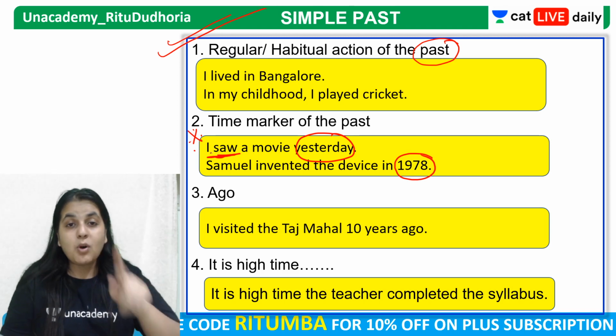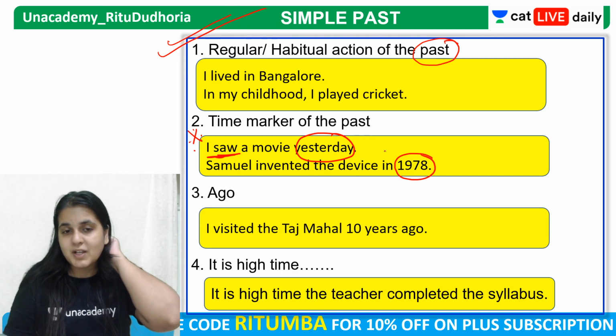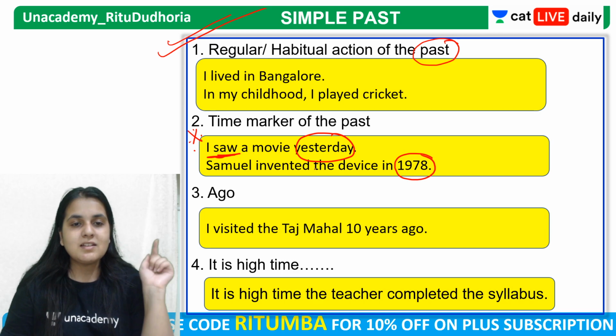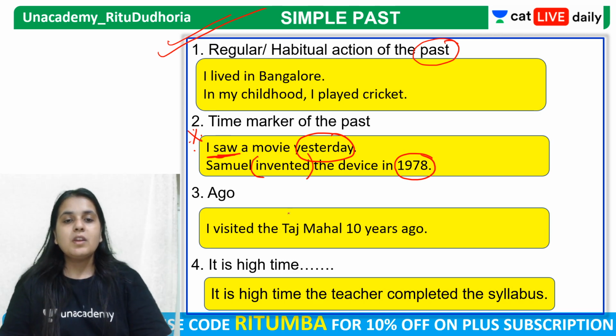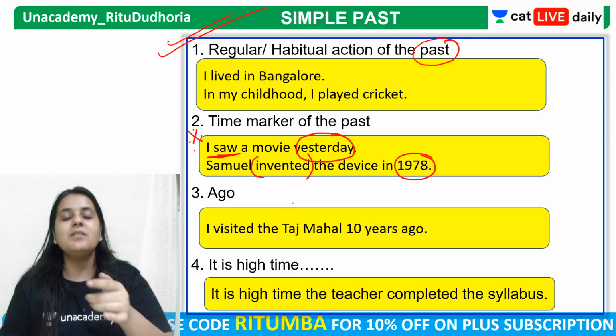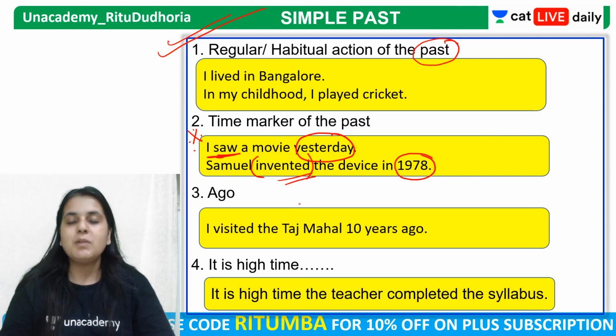ओके इसके बहुत ज्यादा questions आते हैं guys. So whenever you talk about a time marker of the past, when did it happen? Okay, I saw a movie yesterday. He invented the device in 1978. Okay, Newton discovered gravity. अब मेरे को date तो नहीं पता, पर Newton discovered gravity in so and so date. Okay, you're going to use simple past tense.